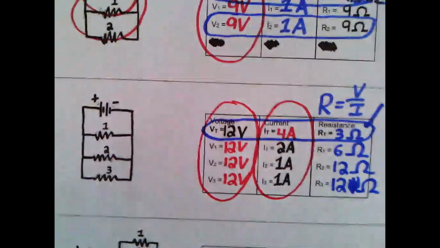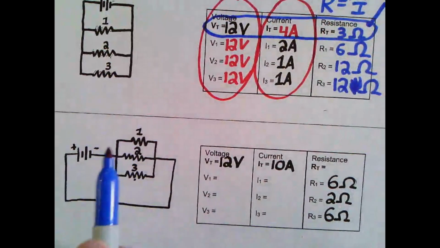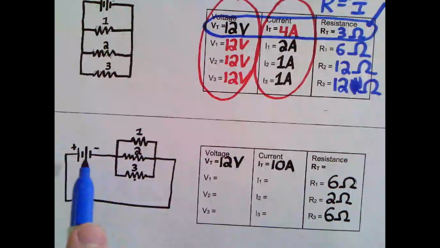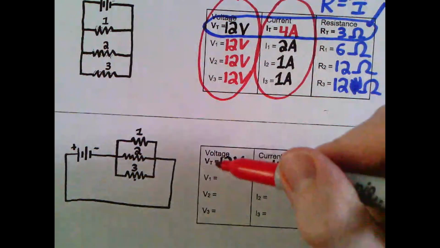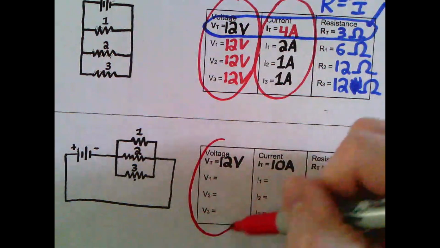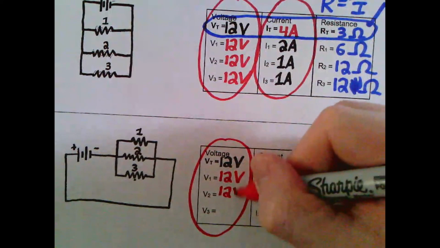The last example. Here, this is just a slightly different way to draw a parallel circuit. Again, you can see that it's splitting into 3 paths, but it's just one big circuit. We've been given the voltage of the battery, so we've been given the voltage at one spot, which means we've been given the voltage everywhere. So this is 12 volts, 12 volts, 12 volts.